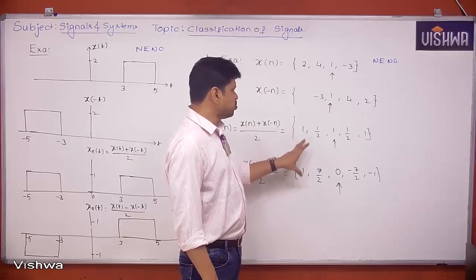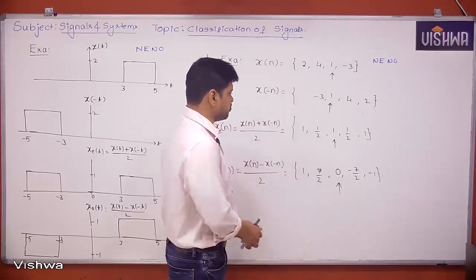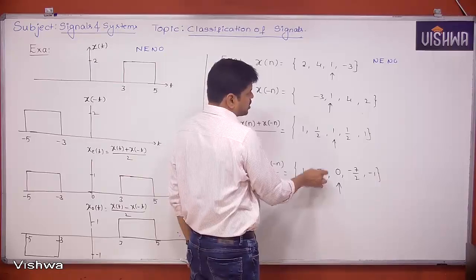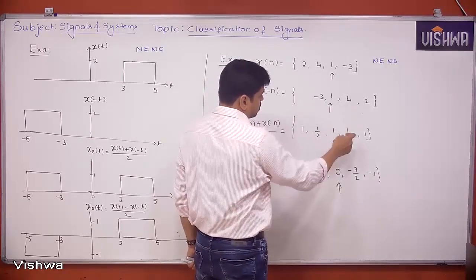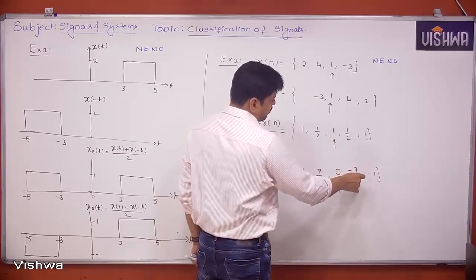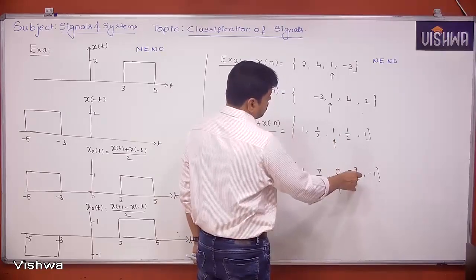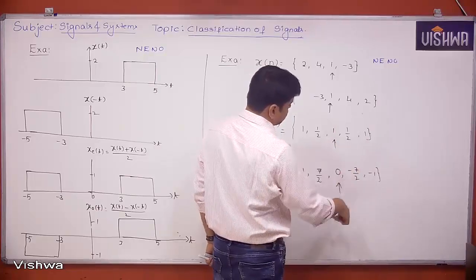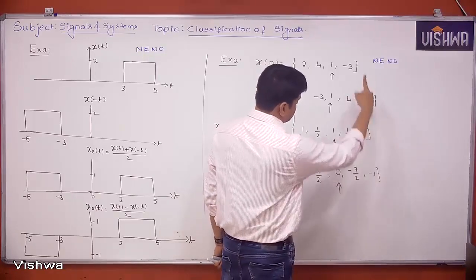If I add these two parts, can I get the original signal? Yes. 1 plus 1, 2. 1 by 2 plus 7 by 2, 8 by 2, that is nothing but 4. 1 plus 0, 1. Again it is 1 by 2 minus 7 by 2, that is nothing but how much? Yeah, minus 6 by 2, that is nothing but minus 3. Again if I add them, we are going to get 0.